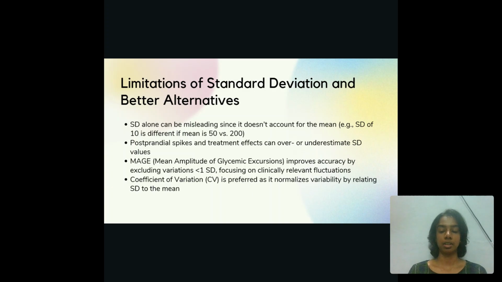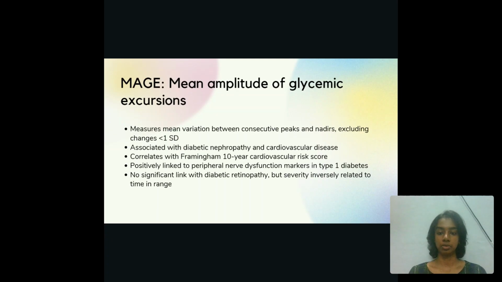Moving on to the limitations of standard deviation and better alternatives. While standard deviation is useful, it can often be misleading when we don't know the mean. A standard deviation of 10 is very different when the mean is 50 than when it is 200. Additionally, post-meal spikes can also distort the standard deviation values. Mean amplitude of glycemic excursions improves the accuracy by focusing on significant fluctuations. Another useful metric is the coefficient of variation, which adjusts standard deviation based on the mean to give us a clearer picture.